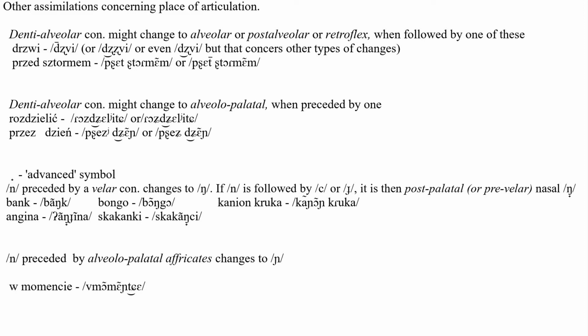And then if n is preceded by a velar consonant, it changes to ŋ, as in bang and bongo. However, if n is followed by k or g, it is then post-palatal or prevelar, these two mean the same. Nasal ŋ, as in angina and skakanki. What post-palatal or prevelar means is the place between palatal and velar. If you say ɲ and then say ŋ, you can see that there is a space between them. So that is the place in which you say this consonant. And finally, n preceded by alveolo-palatal affricates changes to ɲ, as in w momencie.